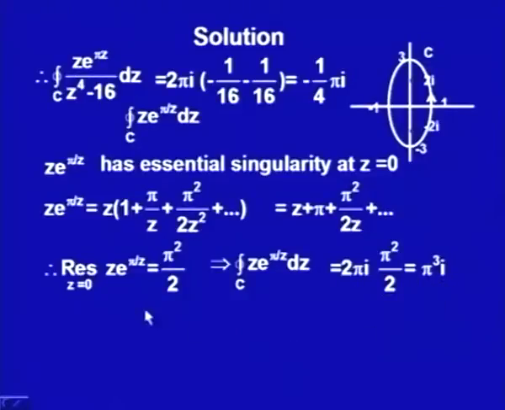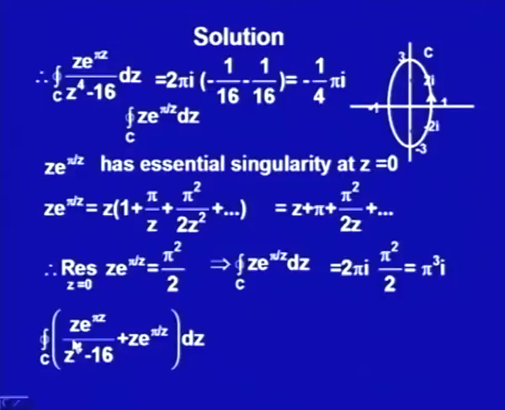Now, the first integral we have got is minus 1 by 4 pi i, and the second integral we are getting is pi cube over i. So now the integral of our given function z e to the power pi z upon z to the power 4 minus 16 plus z times e to the power pi by z dz is actually the sum of both the integrals. The first integral value is minus 1 by 4 pi i, the second integral value is pi cube over i.